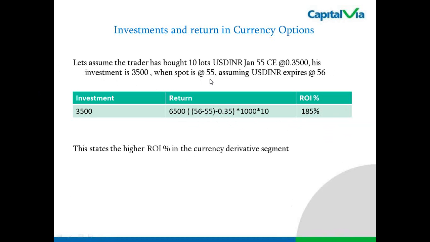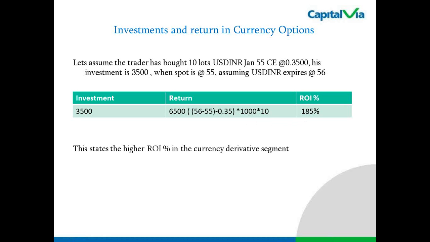Now when the spot was 55, assuming the spot rose only 1 rupee from 55 to 56, which is very common for this time of the year, wherein you have huge volatility in the currency derivative market. So he invested only 3500 and he got 6500 out of that particular investment. How 6500? I deducted 55 from 56 and deducted the cost of the investment, which was 0.35. So almost 185% return on investment. So the trader invested 3500 and he got 185% return on investment on his capital.